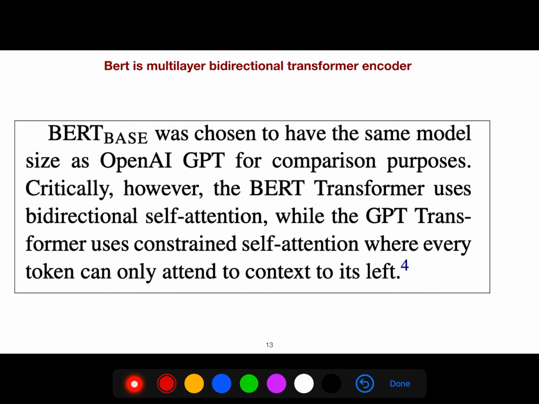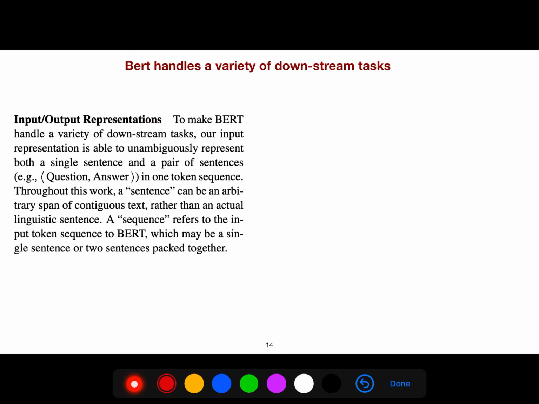So let's come back to BERT. BERT base was chosen to have the same model size as OpenAI GPT. The BERT transformer uses bidirectional self-attention, while the GPT transformer uses constrained self-attention, where every token can only attend to its left. So that is not good, but BERT is good. Bidirectional is very nice.